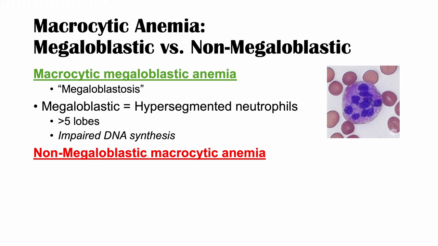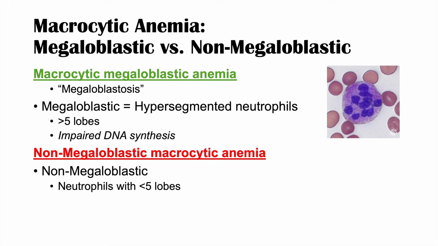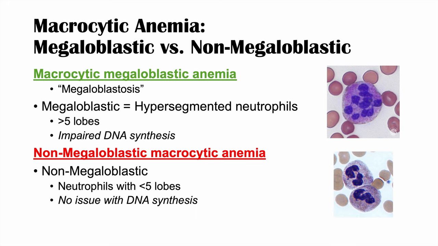That is in contrast to non-megaloblastic macrocytic anemia. Non-megaloblastic simply means that when we look at neutrophils on a blood smear, they have less than 5 lobes. You can see here is an example. What this is telling us is that there is no issue with DNA synthesis. So it's an anemia, so low hemoglobin, they're macrocytic, so they're larger, the MCV is greater than 100, but there's no issue with DNA synthesis. This helps us determine what is causing this macrocytic anemia.